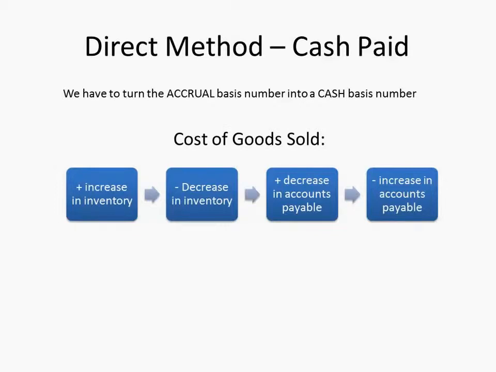So the intuition here is you have cost of goods sold, and you have to look at the corresponding balance sheet accounts. You add any increase in inventory, alternatively subtract any decrease in inventory. It will be one or the other. You are going to subtract any increase in accounts payable or alternatively add any decrease in accounts payable to come up with cash paid for merchandise.